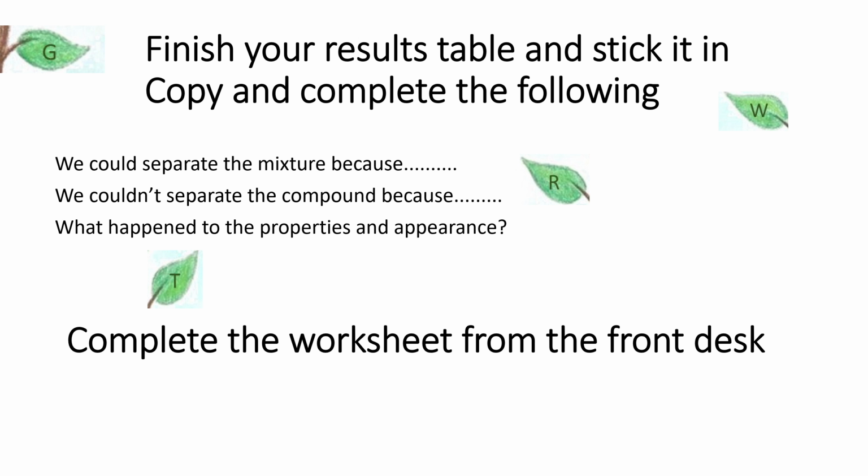Now, if you had a mixture of iron and sulfur, like a pile of it in front of you, you would just get a magnet and you would be able to get all of the iron out of the sulfur. So you use the fact that 1, they're not bonded together, and 2, they've got different properties. So that is how you could separate them. Now, we couldn't separate the compound from each other because they are chemically bonded. And again, what happened to the properties and appearance? Well, they all changed.